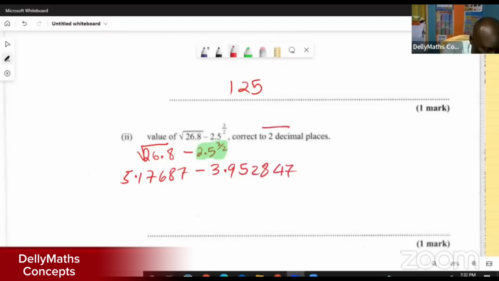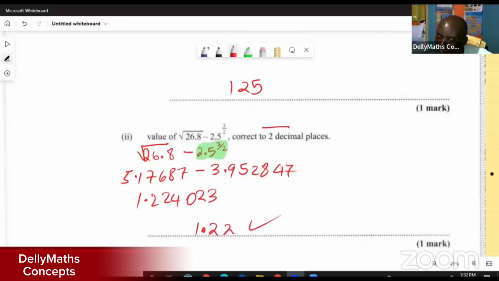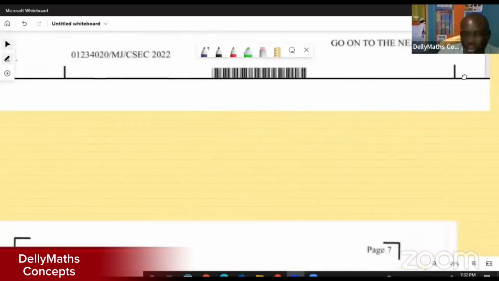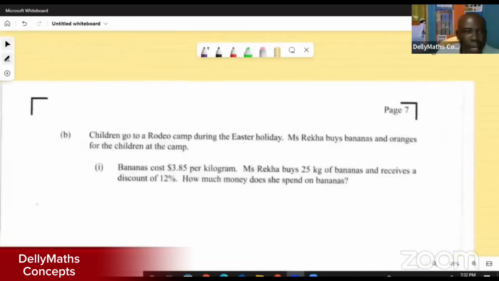You'll get 3.9528847. And you subtract these. So just subtract them. 5.17687 minus 3.9528847, and we'll get 1.224023. But remember, the question wants 2 dp, so the final answer is 1.22. There you go. So we want to understand that that's what was expected there, the use of the calculator.